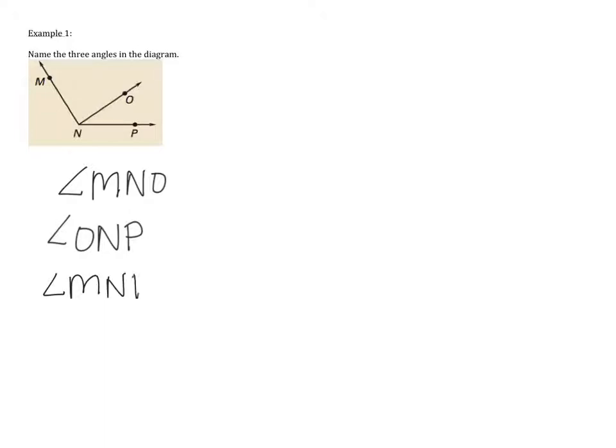So the three angles in here can be named angle MNO. That's that first angle right here. The next one would be angle ONP. It's the next smaller angle right here. And then let's go ahead and name the big angle, MNP.